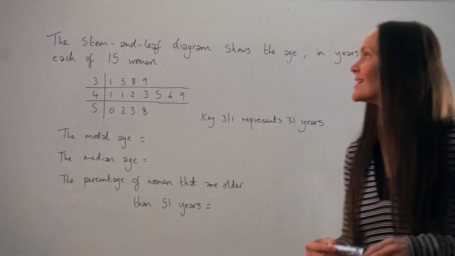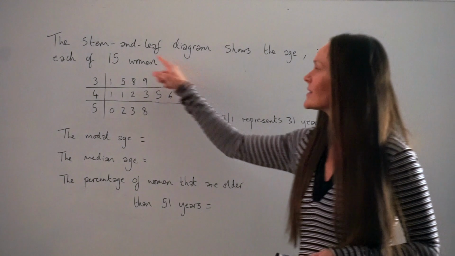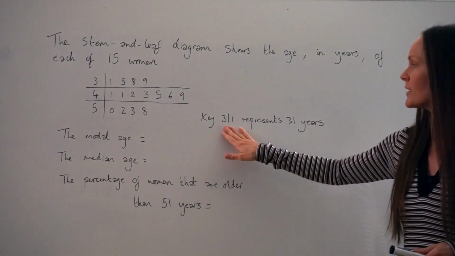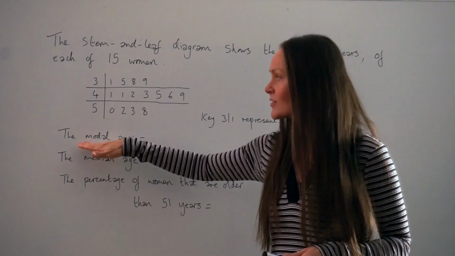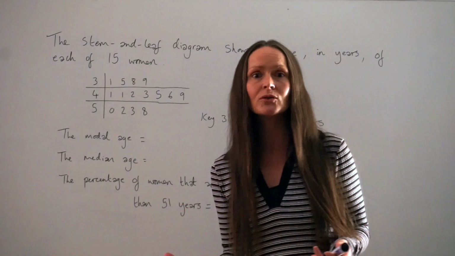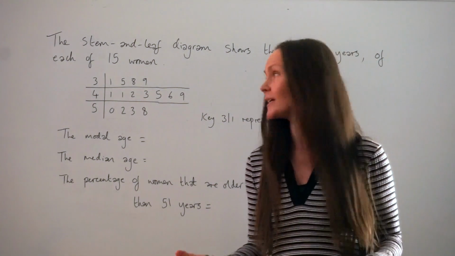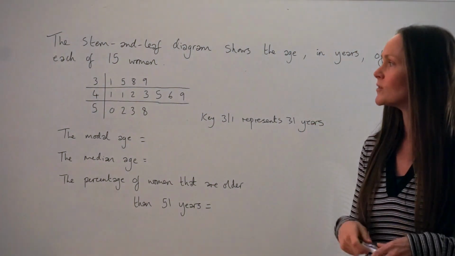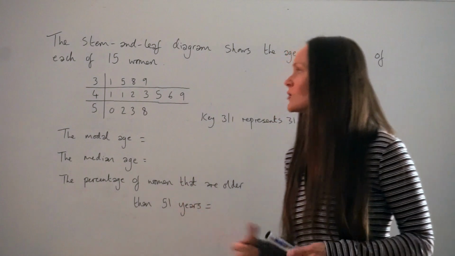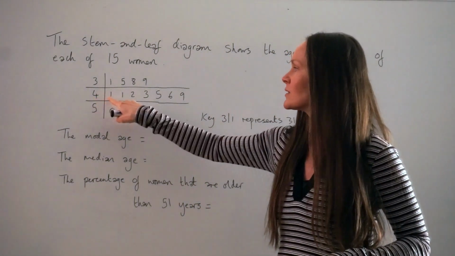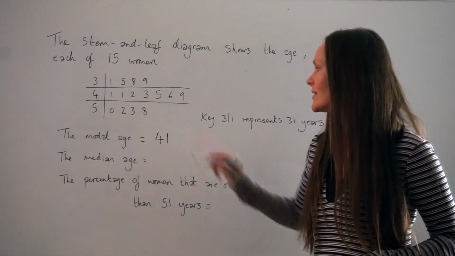In the next question, it says the stem and leaf diagram shows the age in years of each of 15 women. So here's the stem and leaf diagram, and the key says that 3-1 represents 31 years. So in the first part, it asks us to work out the modal age. Now, modal is just the same thing as mode, so we're looking for the most frequent value in our set of data. Hopefully you can see that one of those numbers has been repeated. This one here, and it's the only value that occurs more than once. So this number here is 41, this is 41, so the modal age is 41 years.